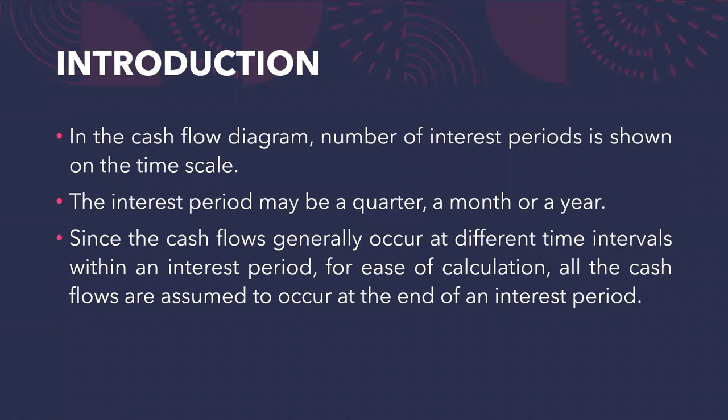Since the cash flows generally occur at different time intervals within an interest period, for ease of calculation, all the cash flows are assumed to occur at the end of an interest period. That's what I said earlier as well. Actually, in a practical scenario, these cash flows can happen in between, at different time intervals. It can be in the middle of the year, the middle of a month, or whatever it is. But to make it easy to calculate, all the cash flows are assumed to occur at the end of an interest period.